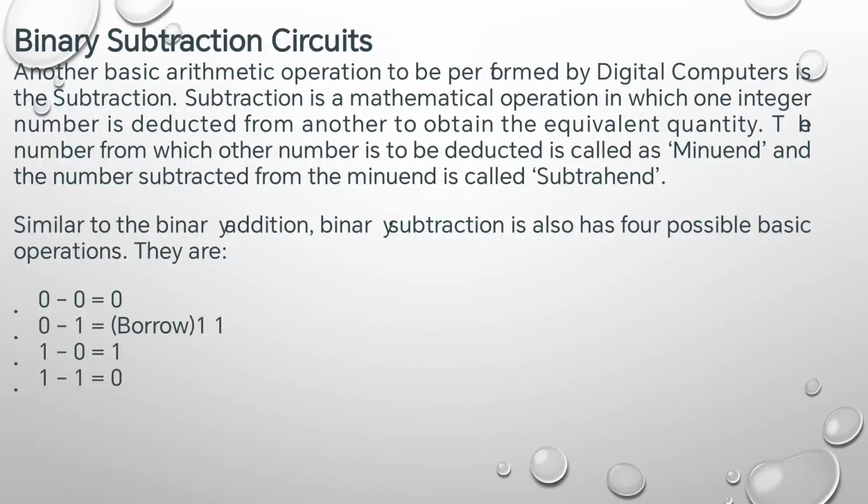Next, we are going to see binary subtraction circuits. Another basic arithmetic operation to be performed by a digital computer is subtraction. Subtraction is a mathematical operation in which one number is deducted from another to obtain the difference. The number from which the other number is to be deducted is called the minuend and the number subtracted from the minuend is called the subtrahend. So here are the 4 basic rules for subtraction. 0 minus 0 is equal to 0, 0 minus 1 is equal to 1, so 1 should be the borrow, and 1 minus 0 equal to 1, 1 minus 1 is equal to 0.